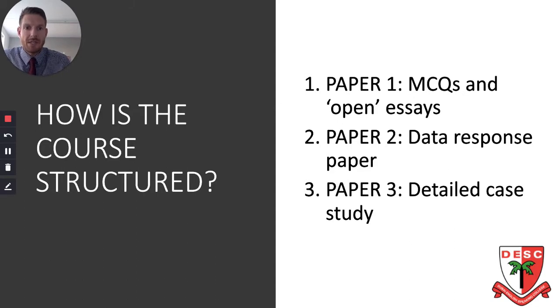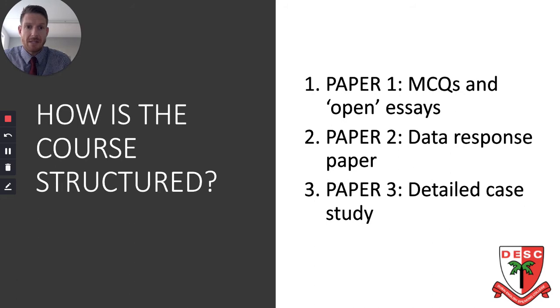Now the course is examined through 3 different papers, paper 1, paper 2 and paper 3. Each of these papers is synoptic. That means that they could assess you on any part of your learning across year 1 and year 2 of the course. However, the nature of the paper is slightly different. As you can see, paper 1 is multiple choice first, then some short analysis questions finished with 2 lengthy open essays.